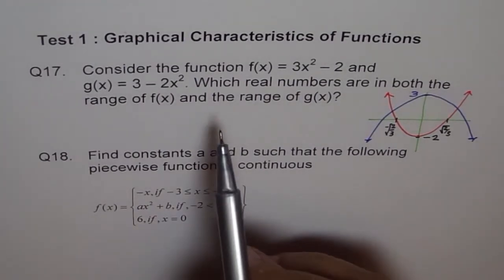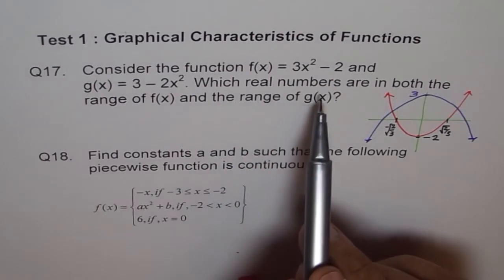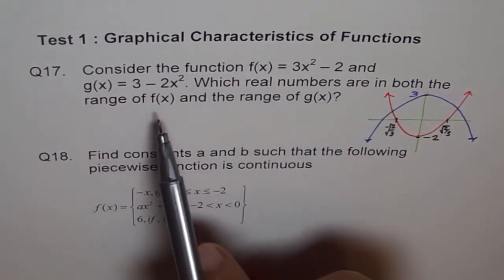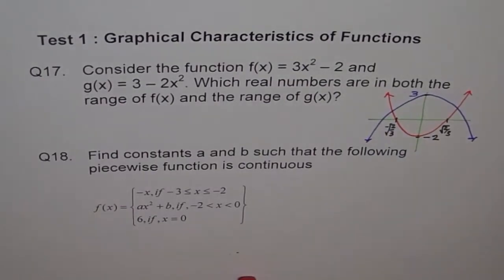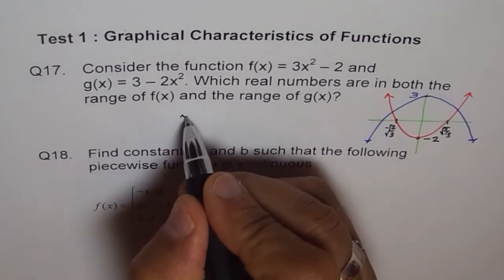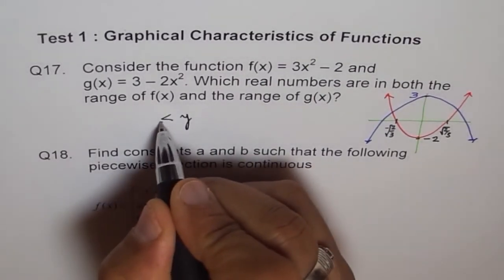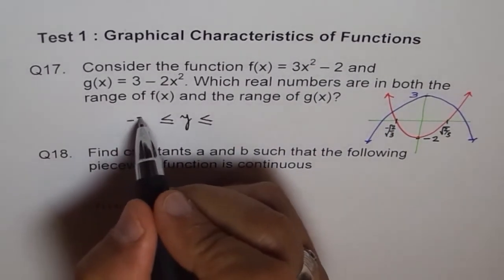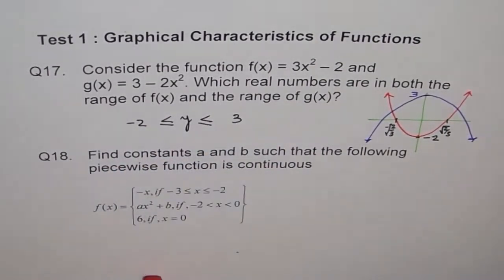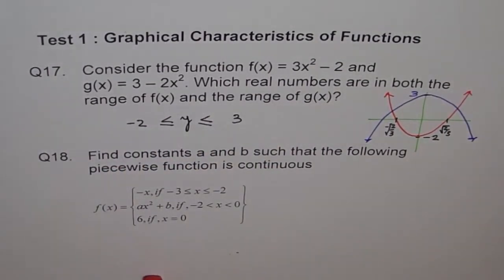The question says, which real numbers are in both ranges of this? So, the common range is between minus 2 and 3, correct? So we can write our answer straight, and that is the real numbers. That means y is greater than or equal to minus 2 and less than or equal to 3, correct? So that's your answer. Does it make sense? Yes, it does.